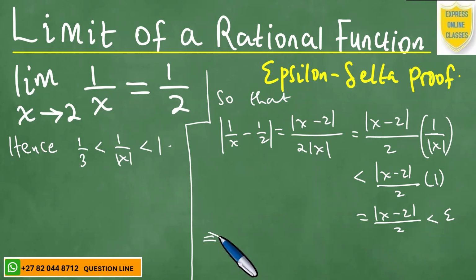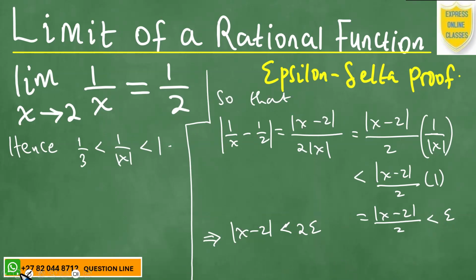So this means x minus 2 is smaller than 2 epsilon. It means that the absolute value of x minus 2 is less than 2 epsilon. Okay, we have this. And so what is the conclusion out of this? What is the conclusion of the matter?